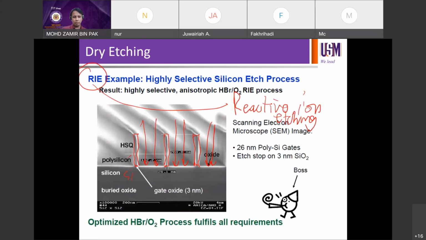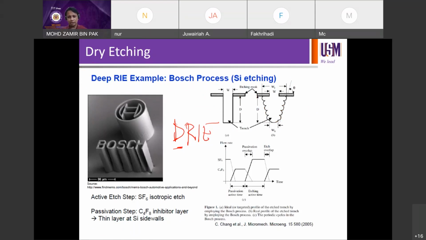If you compare to these features, for example, our feature here has a scale bar of 200 nanometer, and your depth here is perhaps 200 plus nanometer, which is highly anisotropic, but then it's not deep enough. If you compare that 200 plus nanometer versus this 100 micron, okay, 1000 times deeper, even deeper. So that's why we call it deep RIE. You etch hundreds of microns anisotropically.